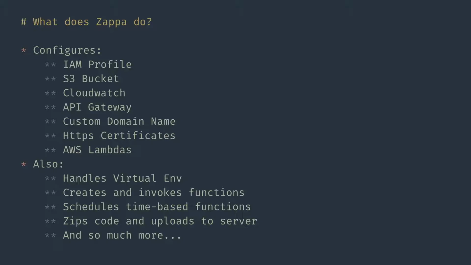So here's what it does. It configures a lot of this AWS stuff that I'm not going to read all about. But those are a lot of different services, and it goes in and configures them for you, so you don't have to mess with them. It also handles your virtual environment, it can be used to create and invoke functions. You can schedule time-based functions for event-driven stuff, and it zips your code and uploads it to AWS, and so much more.